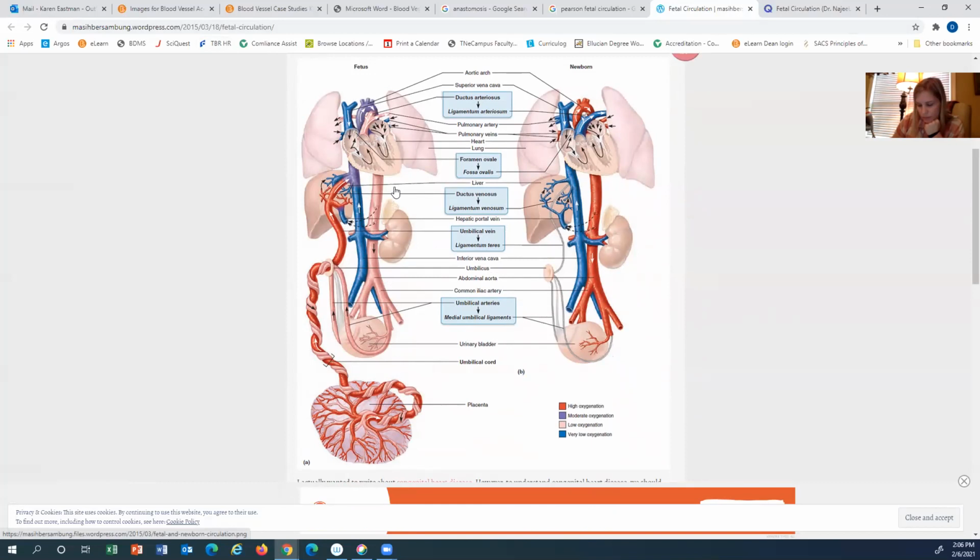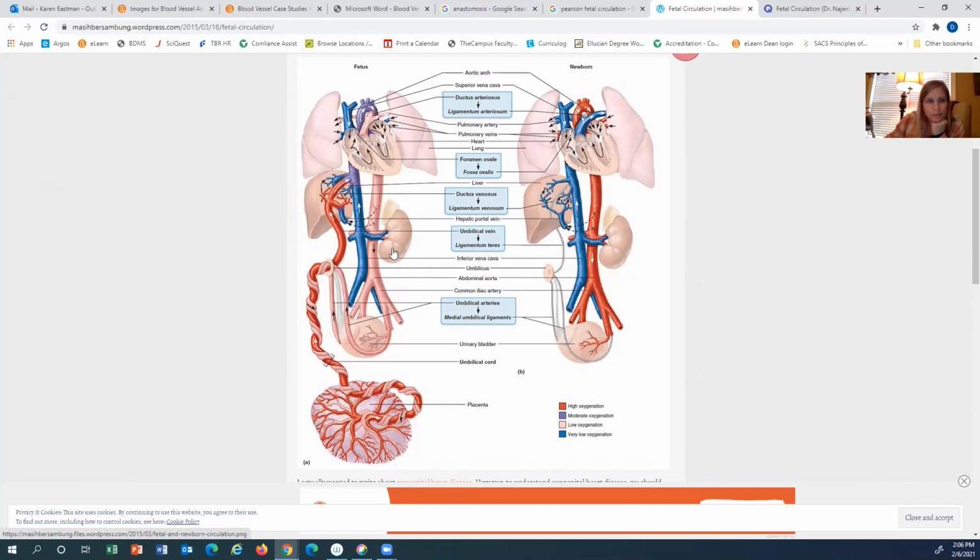So this is a fetus on the left-hand side, and then this is a newborn. Here we can see the fetus because the umbilical cord is still attached to the placenta. And then on the right-hand side, this is a newborn or a child or a teenager or an adult, because we have cut the umbilical cord and we don't have the same vessels going in.